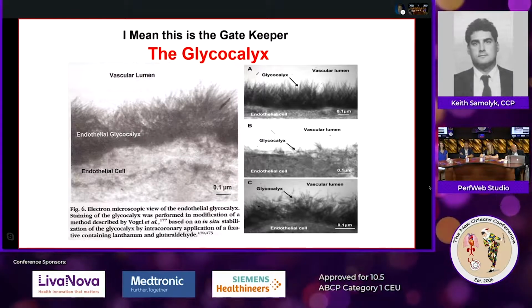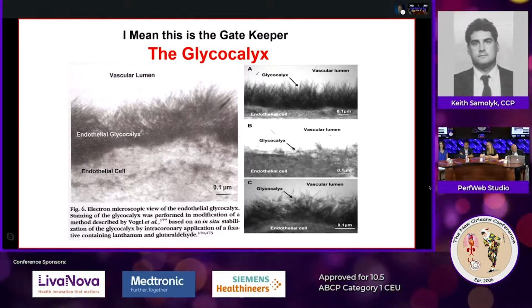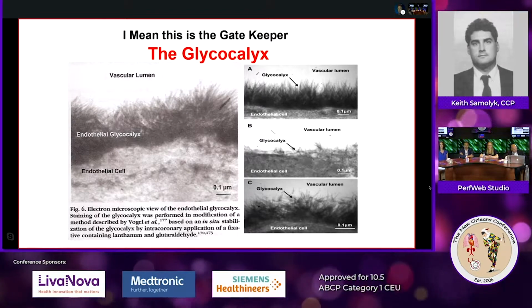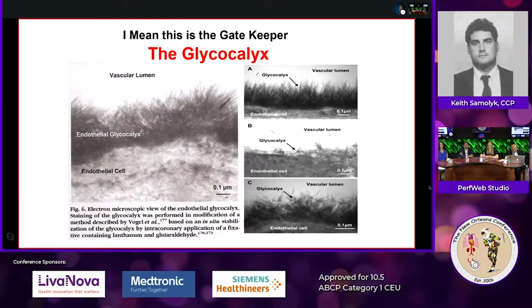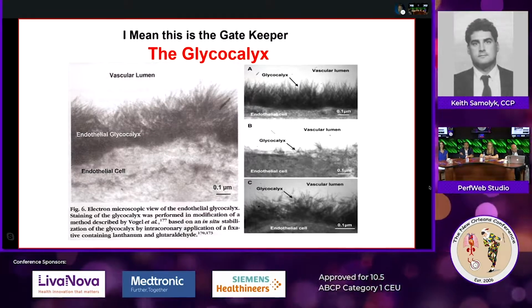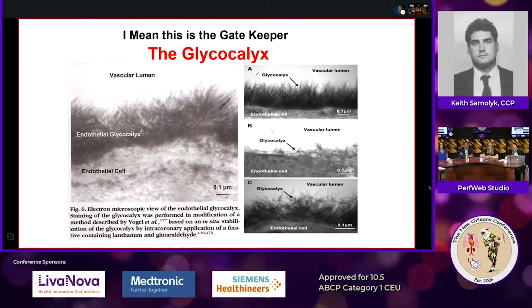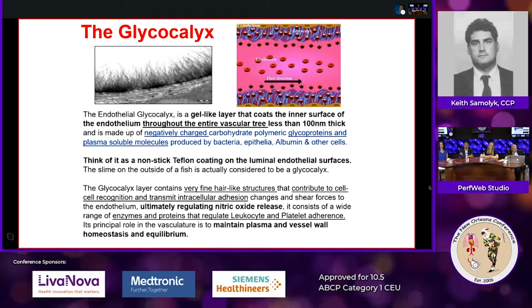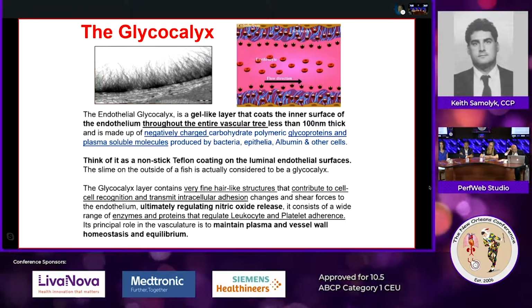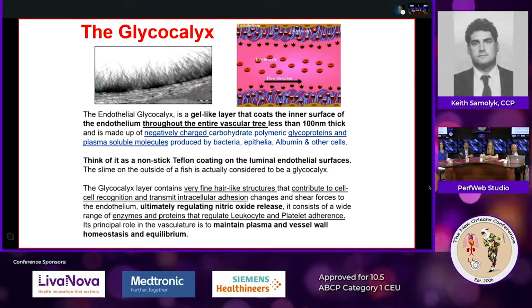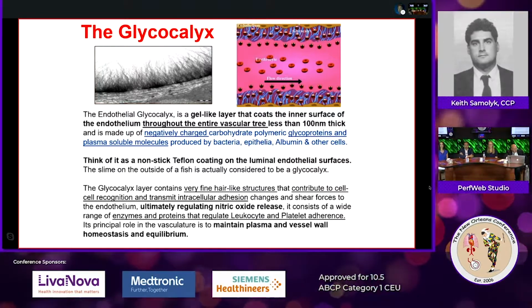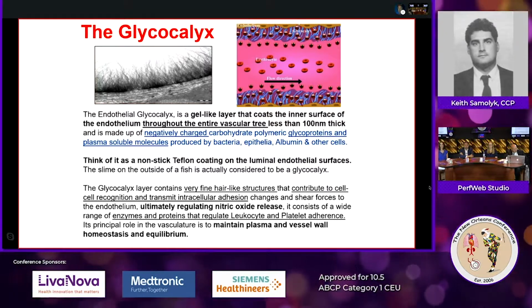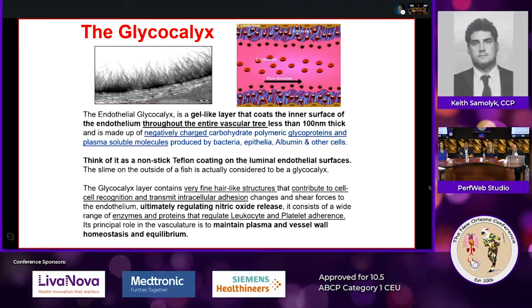The glycocalyx is something that everybody has to get to know. As you can see, there are different pictures here where you have the glycocalyx and some other pictures that we'll get into where it's missing. The glycocalyx helps to keep fluid intravascular and protect it from going extravascular. So the endothelial glycocalyx is a gel-like layer that coats the entire inner surface of the endothelium throughout the entire vascular tree. It's less than 100 nanometers thick. It's made of negatively charged carbohydrate polymeric glycoproteins that are plasma soluble. It's produced by endothelial cells, albumin, and other cells.